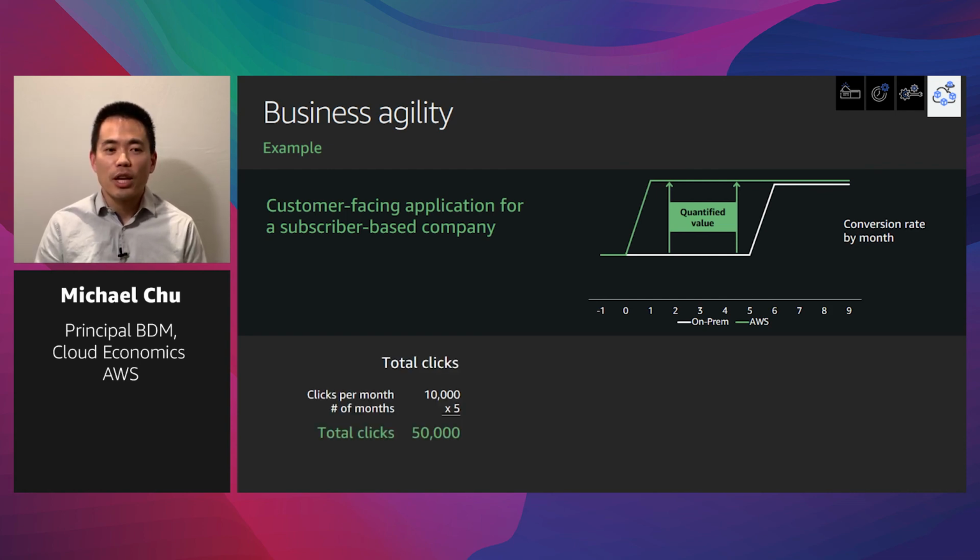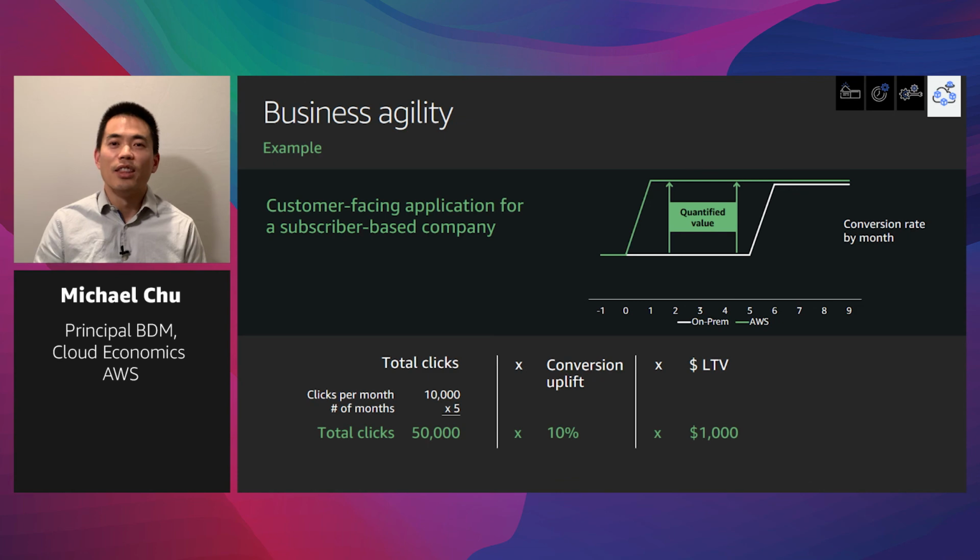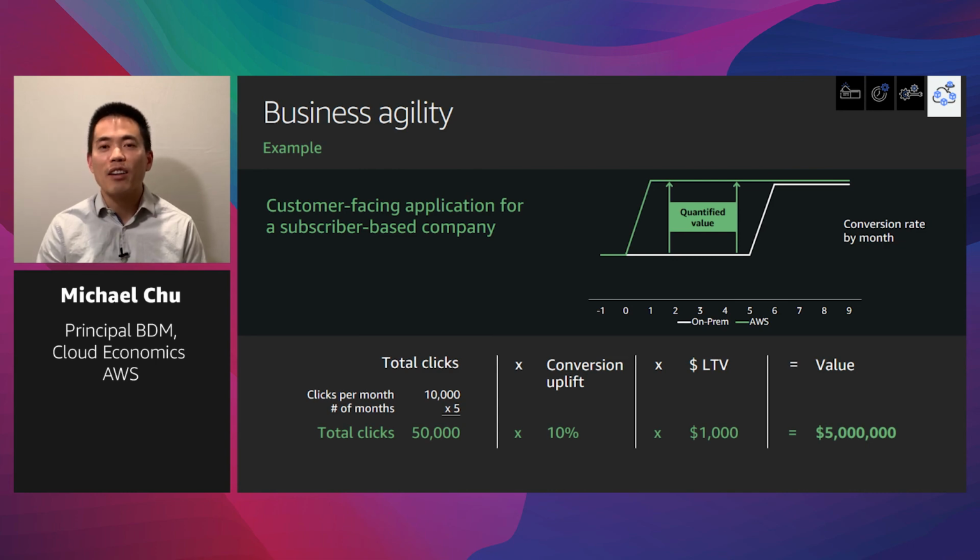Now, in this particular example, they knew that there were about 10,000 clicks per month. We multiply that by 5 months. The conversion uplift was 10% for those that expressed interest. And the LTV, or lifetime value, of each upgrade was $1,000. We do the multiplication, and that leads to a $5 million time to market benefit for being able to get this functionality to market 5 months faster. It's important to note that this is a one-time benefit in the business case, as opposed to a recurring annual benefit as the prior areas were.